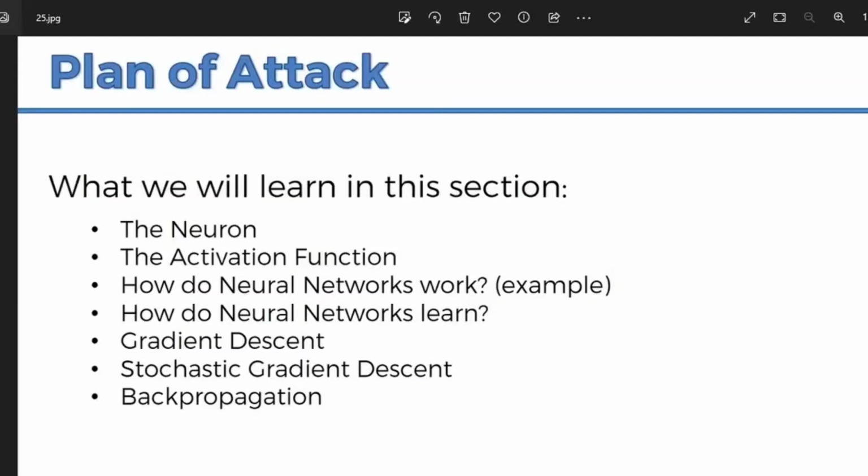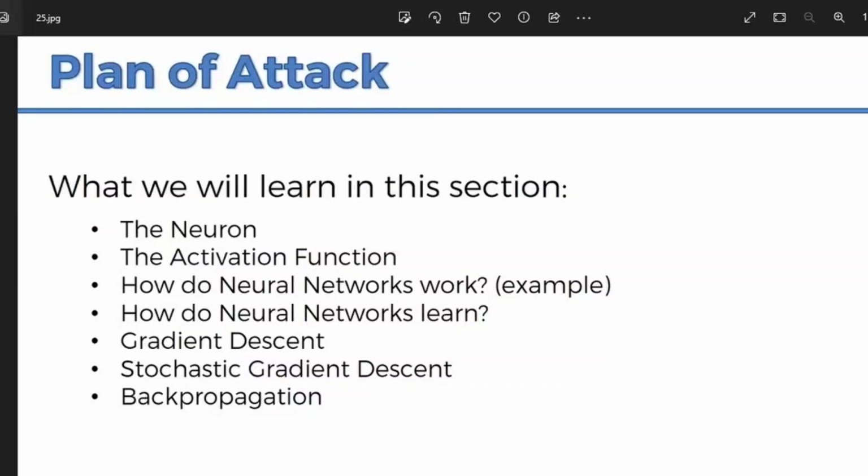Next, what is meant by activation function? How the neural networks work, how the neural networks learn the data, how they understand the data. And here the most important concept is gradient descent, the algorithm it works on. In gradient descent there is a problem. That problem was rectified by using stochastic gradient descent and backpropagation. These are the technical terms which we are going to learn.